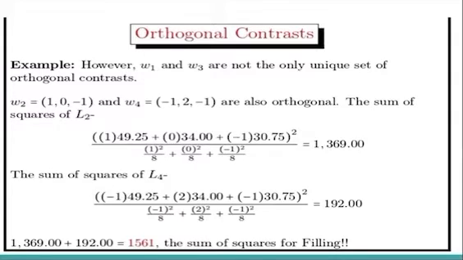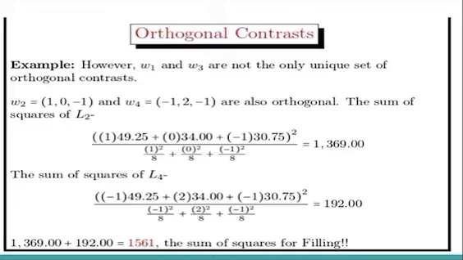Okay, now let us compute this. Based on W2, 1, 0, minus 1, you know the meaning? It means I'm comparing the first sandwich with the third one. The second one is having 0, which means I'm not interested in the second one, right? Now, what you're seeing on the board now is the sum of square associated with that.